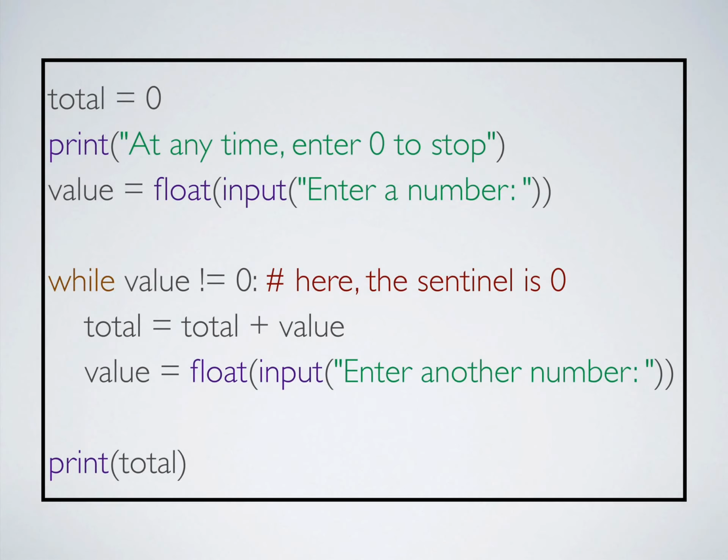Again, you have a sequence of values. You don't know how many values you're going to get, so you use a while loop, and you basically say while the value that you're getting is not equal to some sentinel, some sort of distinct value that can mark the end of a sequence, keep asking for more values or keep processing more values.